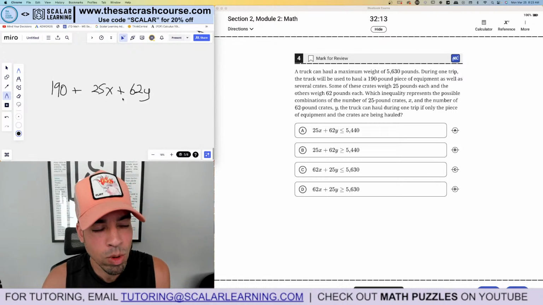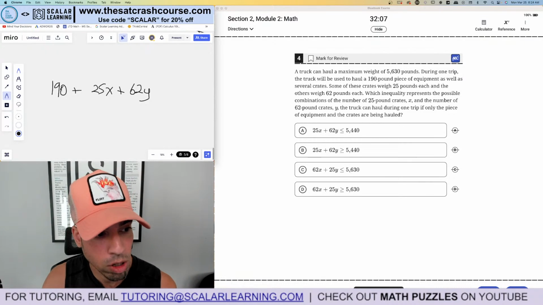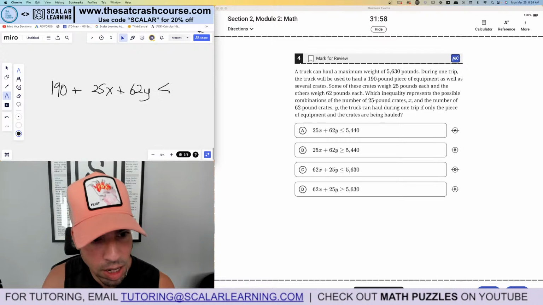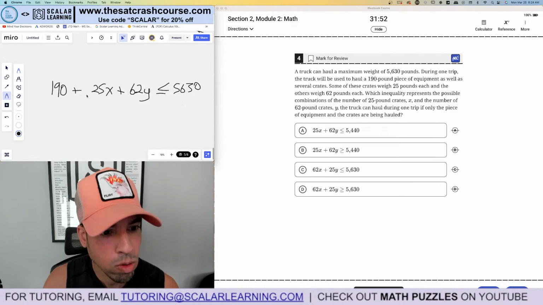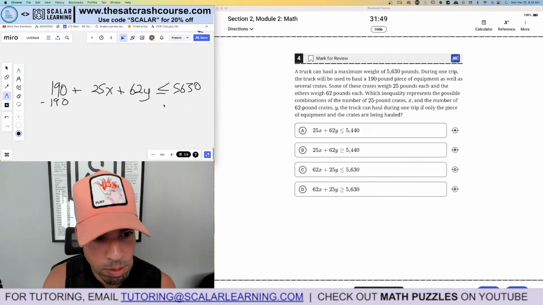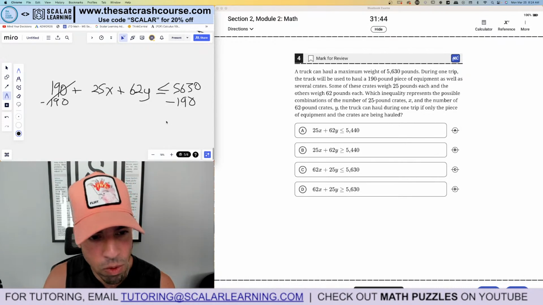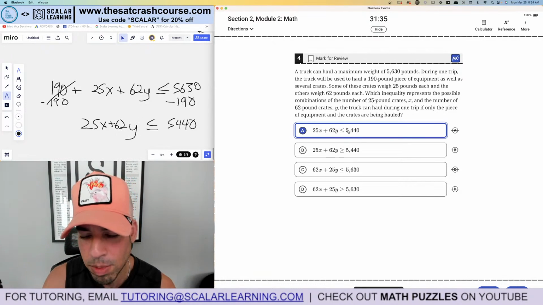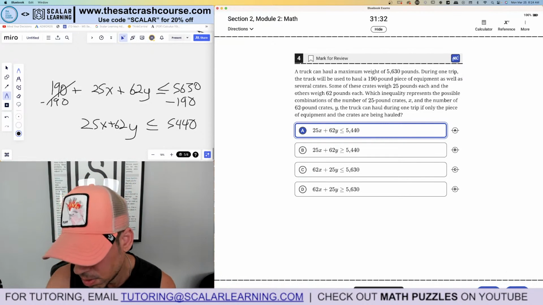The truck can. So what am I doing? I'm setting it up to get all the weight together. And that's what logically is making sense to me. The total weight that the truck can carry, 190 plus 25 per crate of those ones, 62 per crate of those. And then they said an inequality, and it can haul a maximum. So this has to be less than or equal to 5,630. There's our inequality. And then it looks like what they did is they subtracted 190 from both sides. They isolated the variables. And what is that? 5,440. That's equal to 25x plus 62y. And it's a maximum, so it's got to be less than that amount. That's how you do it.